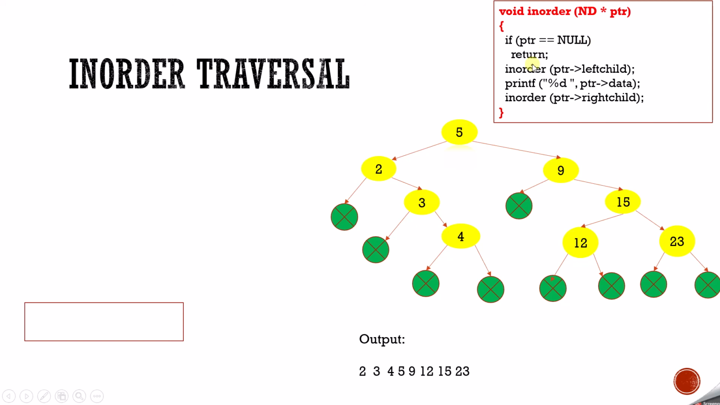To make it different, you can have a different name for the function. One is in-order, so the others may be pre-order and post-order.